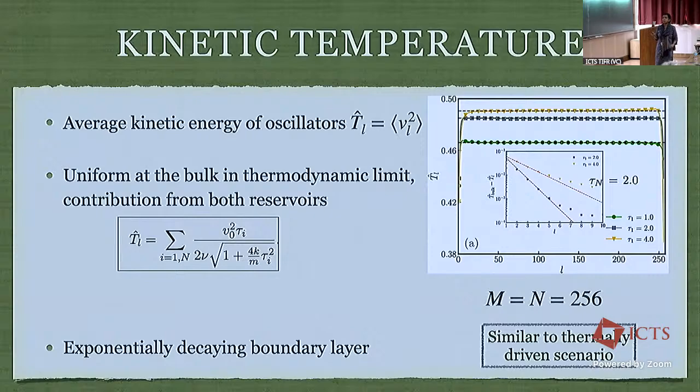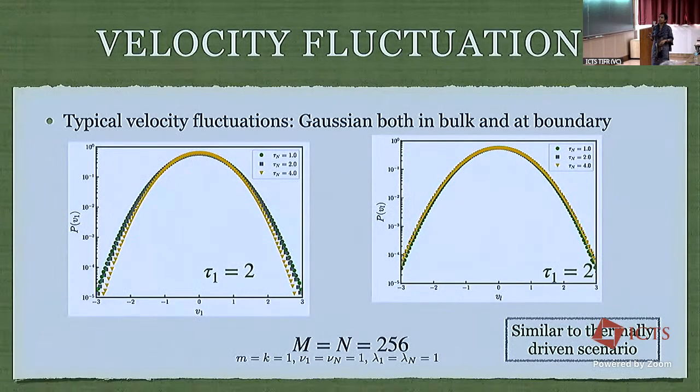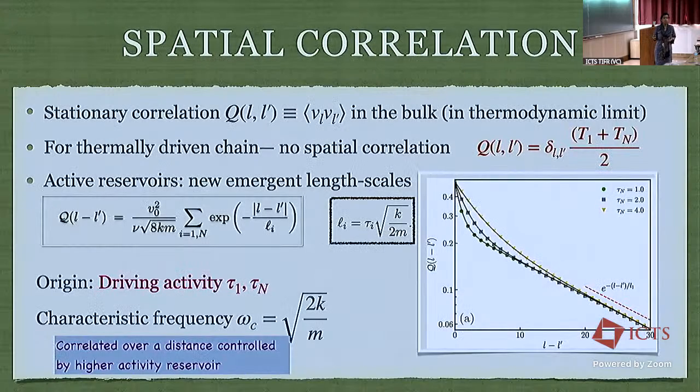So far we haven't seen any difference with passive driven chains. Next we look at typical velocity fluctuations, which again are Gaussian for equilibrium systems. Here also we see a Gaussian profile. So far it looks like, what's the big deal with active reservoirs?